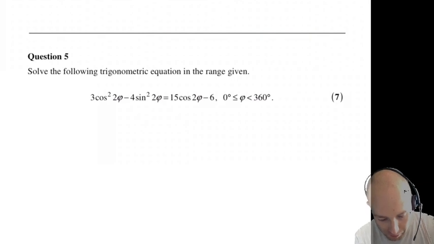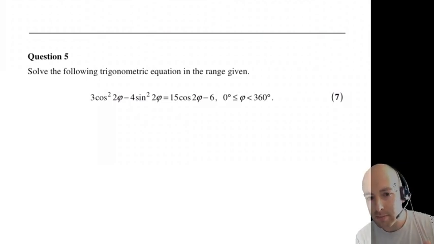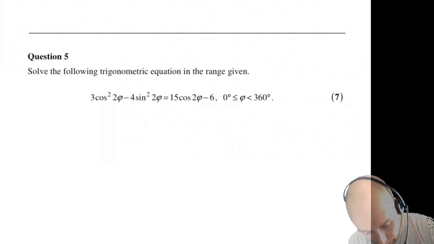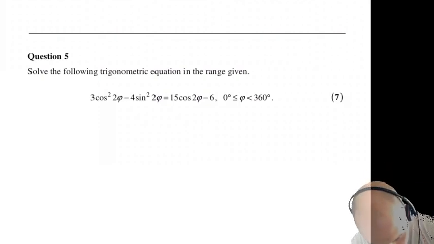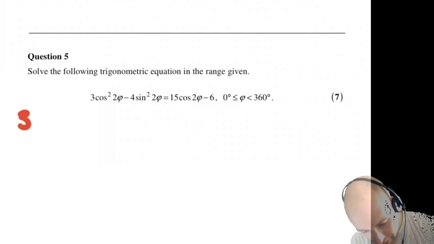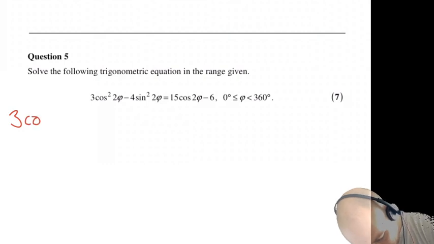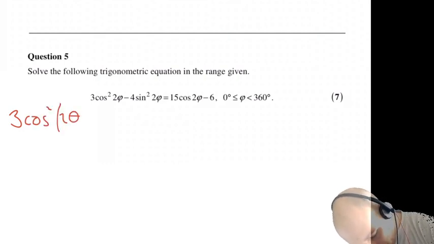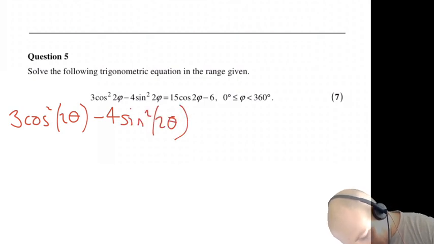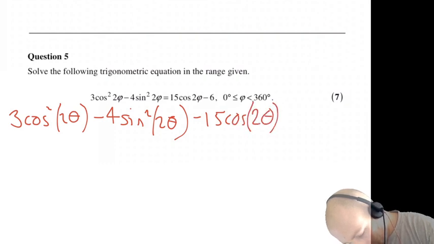All right, so we're trying to solve this. First step is to get it all on one side, to begin with. I'm going to change it to theta as well because I think the phi's looking messy. So we get 3 cos squared 2 theta minus 4 sine squared 2 theta minus 15 cos 2 theta plus 6 equals 0.